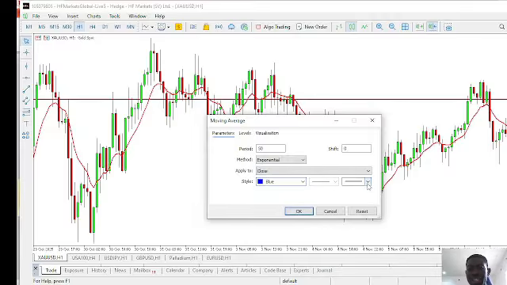Then you can choose thickness. I choose the thickness of the line here. This is how you choose the thickness. The first one is thin. The second one is thicker and gradually getting thicker and thicker.